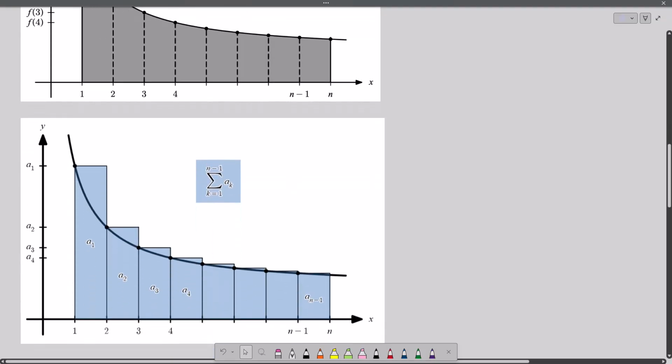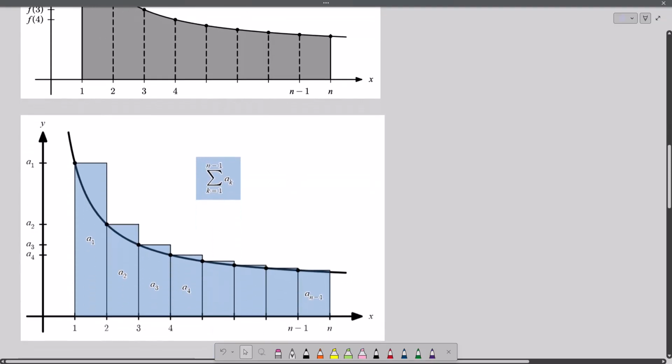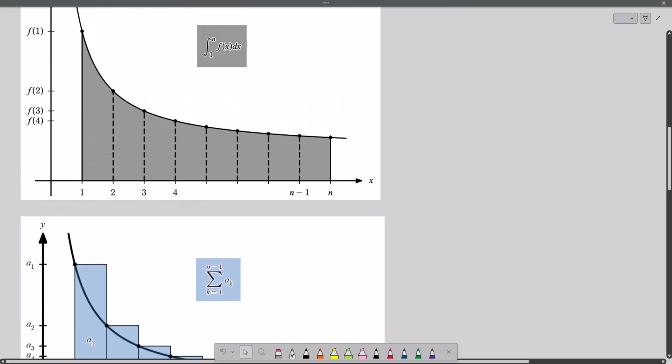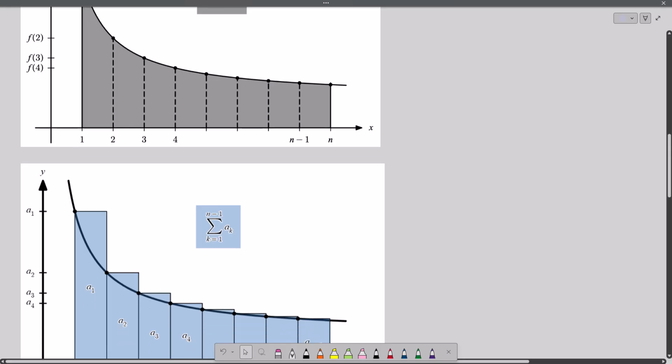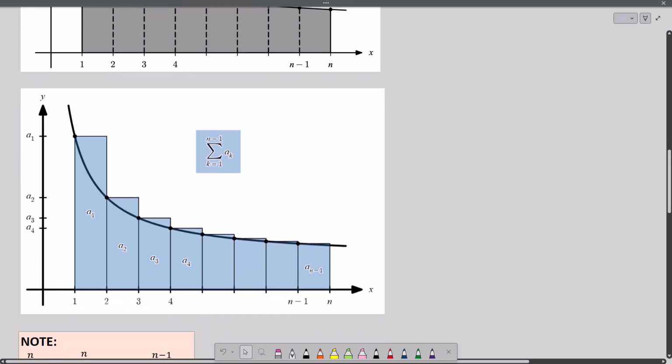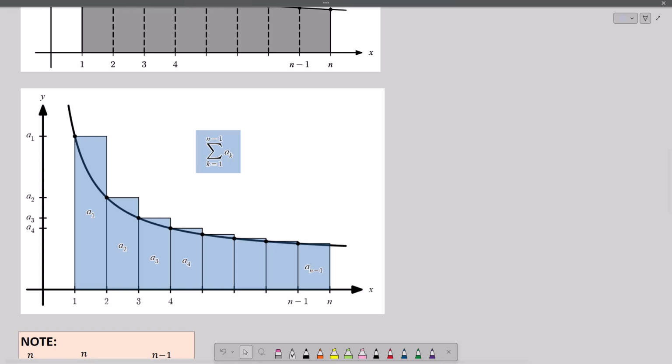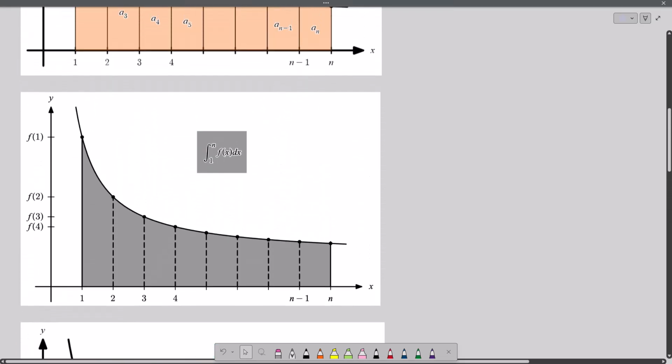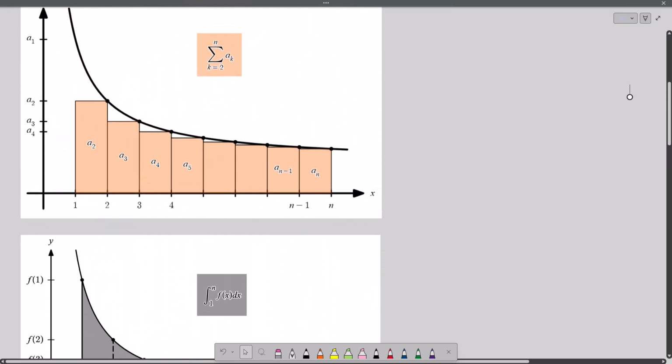So down here, I'm going to use left endpoints. The height of this rectangle would be f of 1, aka a sub 1. So a sub 1 is the height of that one. We can choose left or right. Down here, I've chosen left endpoints, which is going to create an overestimate for a decreasing function. Up here, I'm choosing right endpoints, which are going to give us an underestimate.